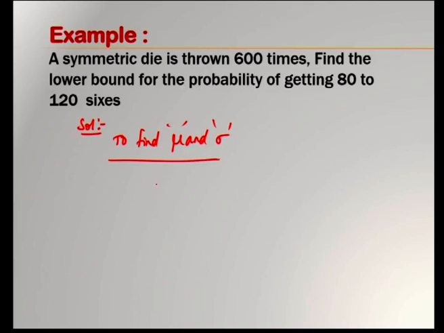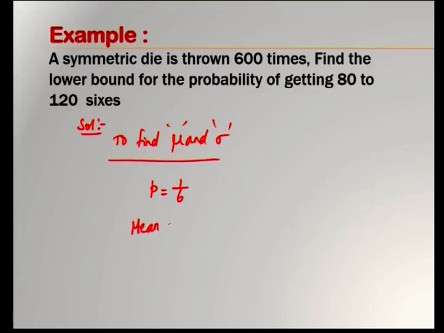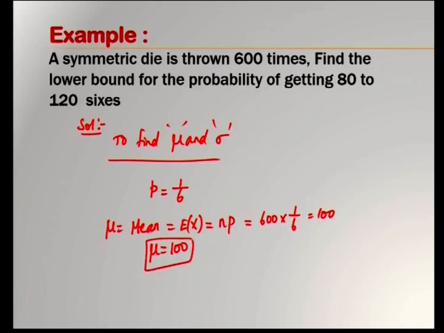Okay. To find mu and sigma, getting a 6 is considered a success, right. Therefore, P is equal to 1 divided by 6. When a die is thrown, getting a 1 is also 1 by 6, getting a 6 is also 1 by 6. So, mean is equal to expectation of X is equal to NP, where n is given to be 600. Therefore, 600 into 1 by 6 is equal to 100. So, mu is the mean, mu is equal to 100.